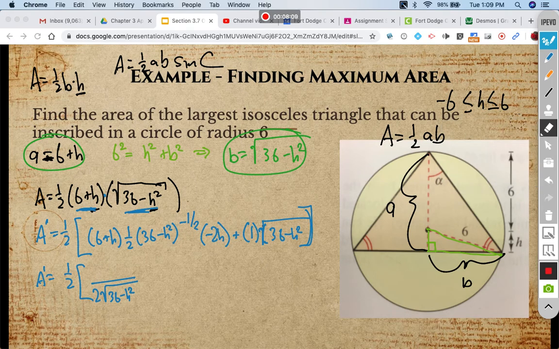So we have a negative 2h times 6 plus h, so I'll make that... Oh, that 2 can cancel out that 2. That will be nice. So we can get rid of that one. And so we have a negative h times 6 plus h. So that would be a negative 6h minus h squared. And then over here we have the square root of 36 minus h squared.